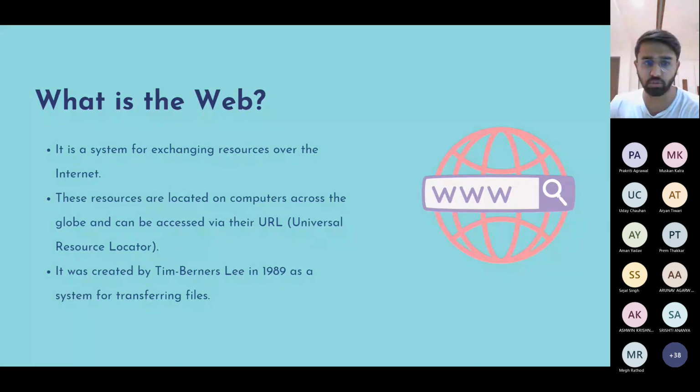And so the web, also known as the World Wide Web, was created by Tim Berners-Lee. He was a scientist at CERN in 1989, and he created it as a system for transferring files. And well, you guys know how big it is now. It just started as a small project.